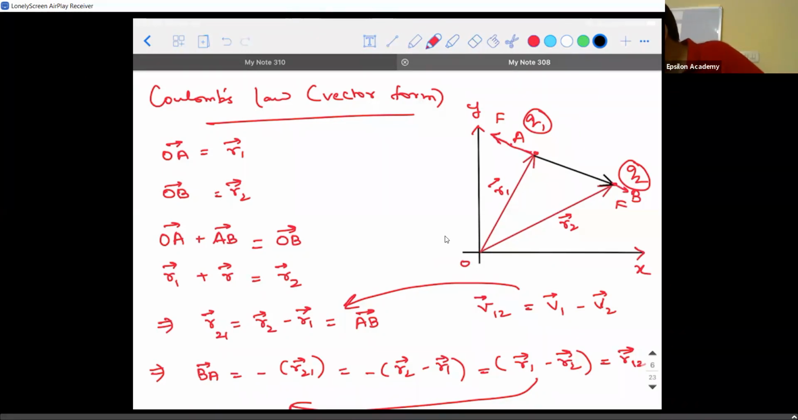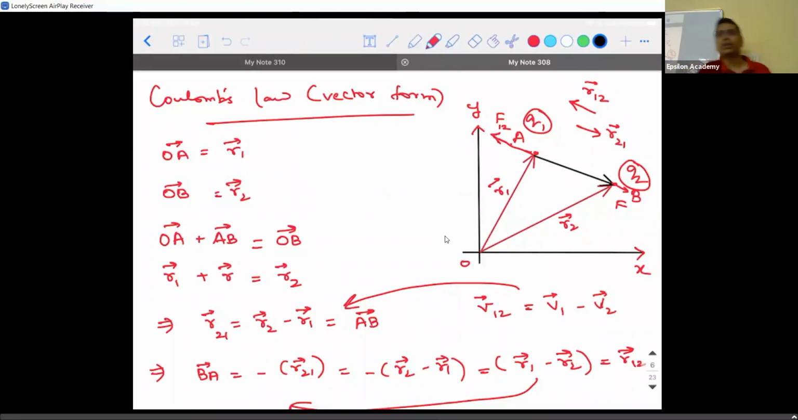So how do I get the notation? Understand this. AB vector is R21 vector. BA vector is R12 vector. So I am giving a notation like this: I will call this force F12. What am I trying to say? F12 is the force experienced by 1 due to 2, or I can say force exerted by 2 on 1. Both mean the same. Please make a note of it.